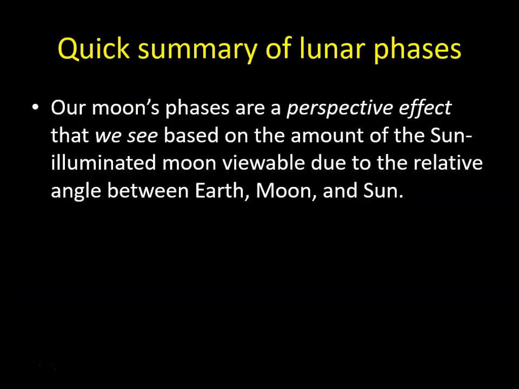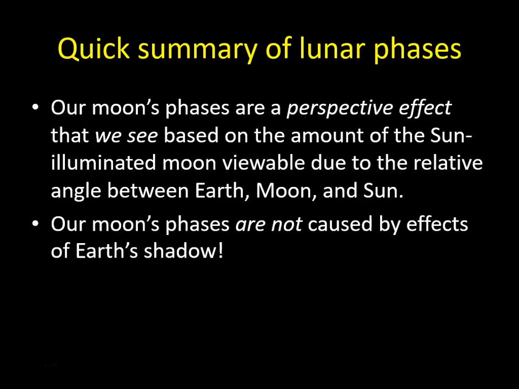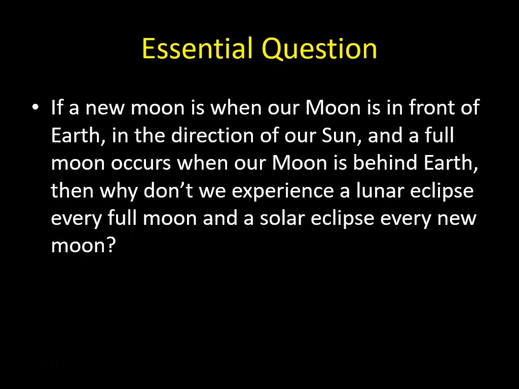So, quick summary of lunar phases. Our moon's phases are a perspective effect that we see based on the amount of sun-illuminated moon viewable due to the relative angle between Earth, Moon, and Sun. They are not caused by effects of Earth's shadow. Anything that has an effect from Earth's shadow is a lunar eclipse, which is always going to happen around a full moon.